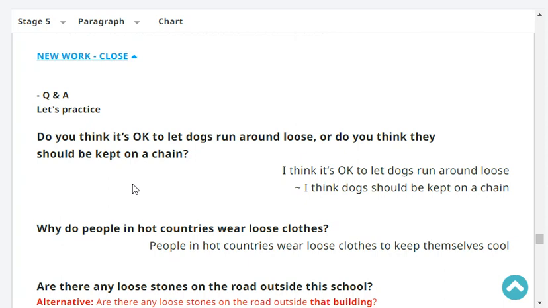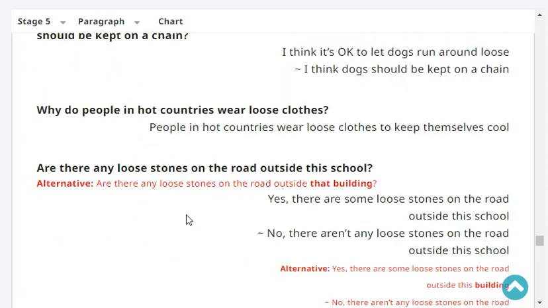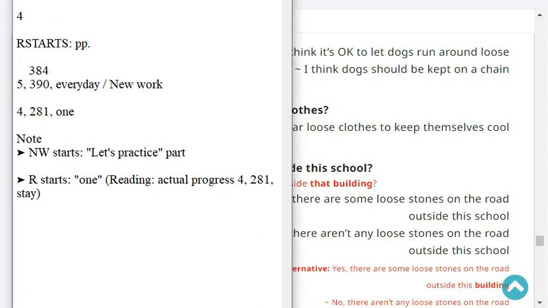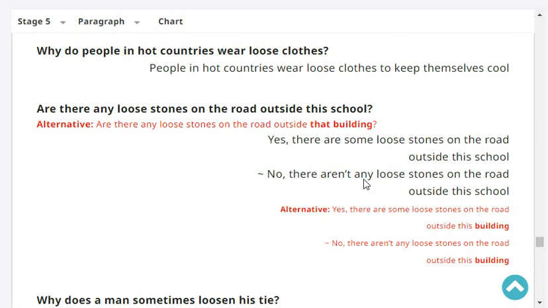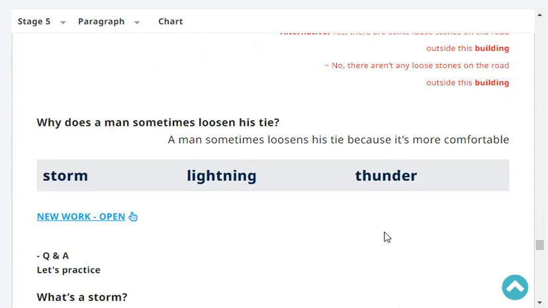Why do people in hot countries wear loose clothes? People in hot countries wear loose clothes to keep themselves cool. Very good. Are there any loose stones on the road outside your house? Yes or no? Yes, there are some loose stones on the road outside of my house.